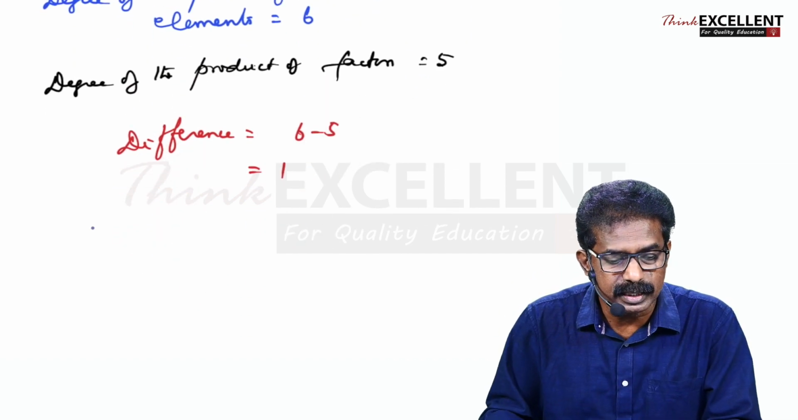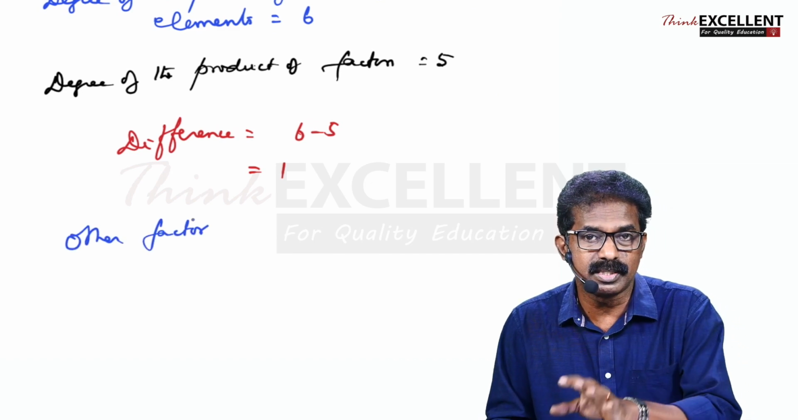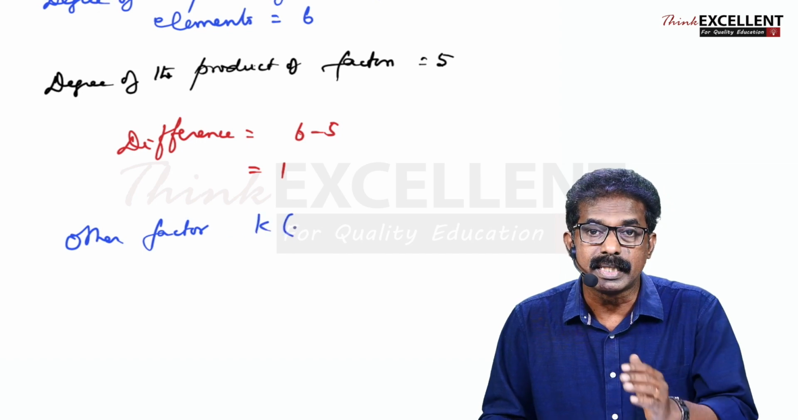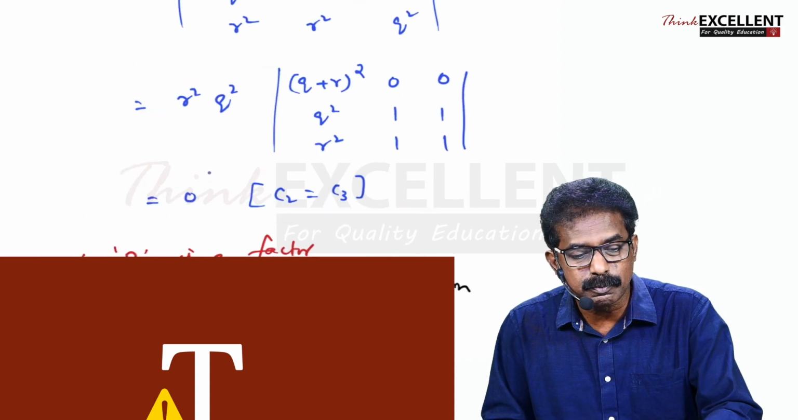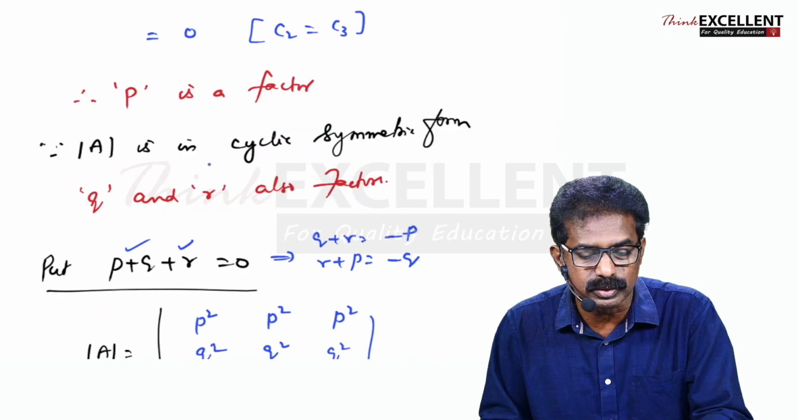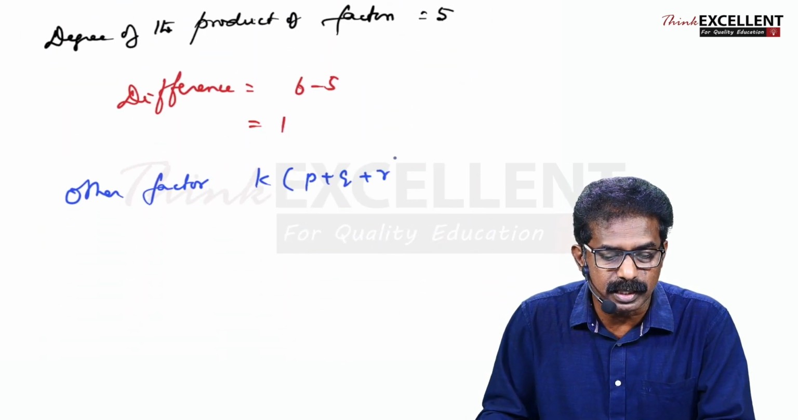So you can say the other factor is, if the difference is 0, it is k. If the difference is 1, k into a plus b plus c, if a, b, c are in the question. K into x plus y plus z, if we have x, y, z. Here we have p, q and r. So the other factor is k into p plus q plus r.